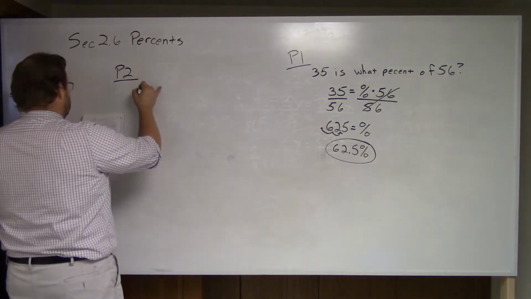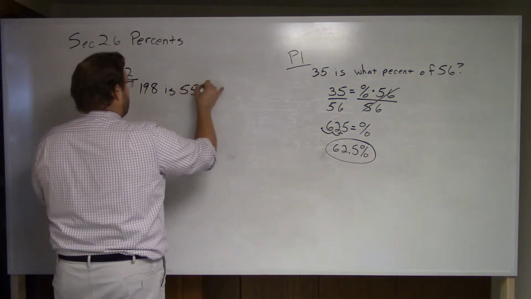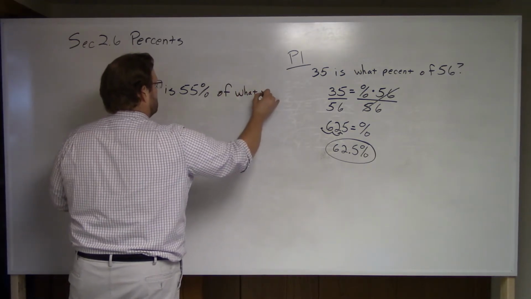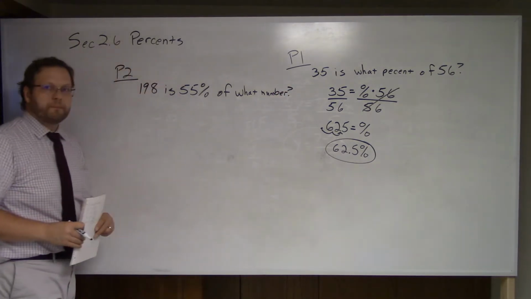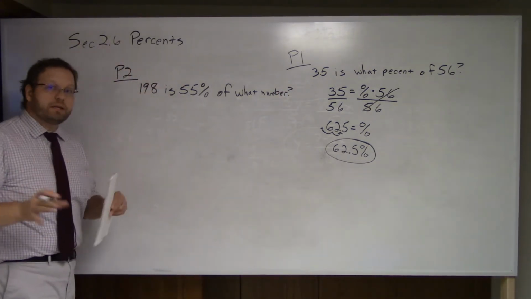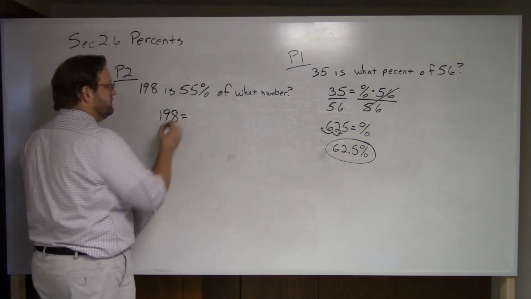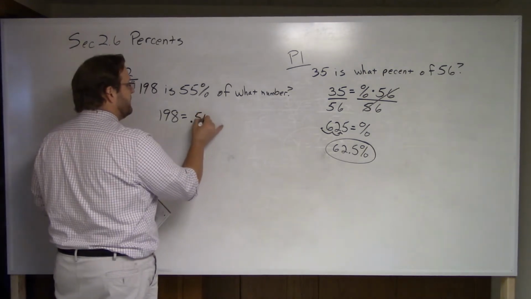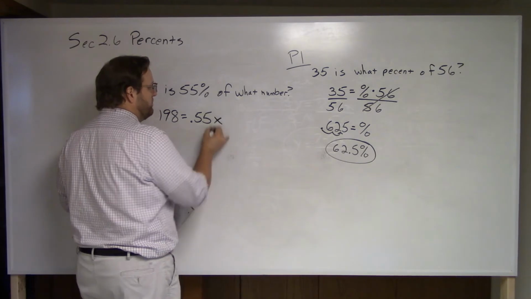Practice 2 says 198 is 55% of what number? Okay, so again, translate. 198 is, means equals. 55% is 0.55. Of means multiply. And what number? I don't know.